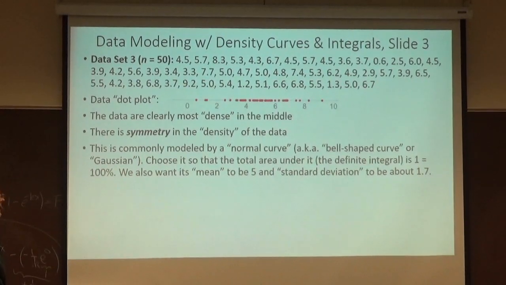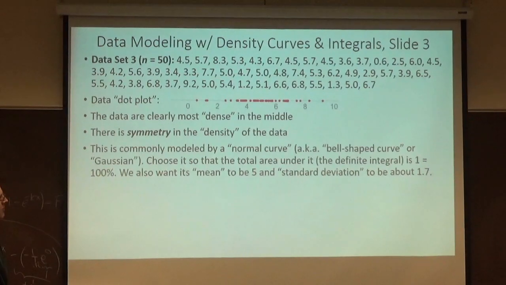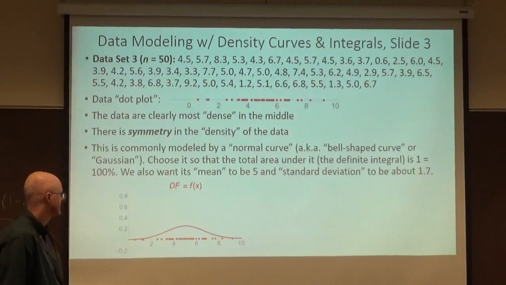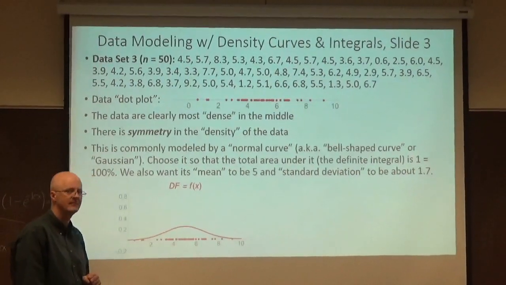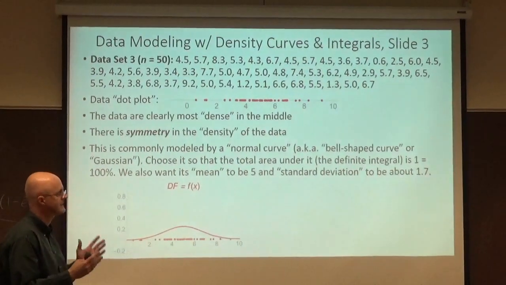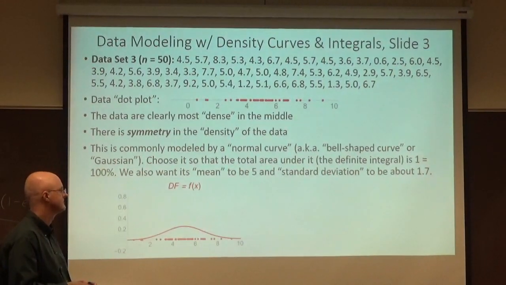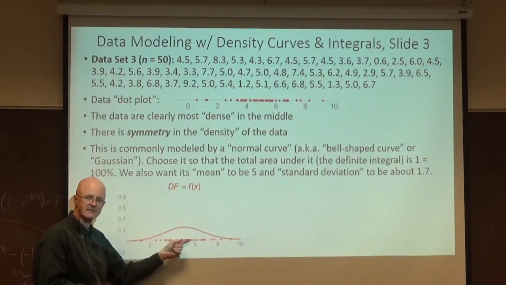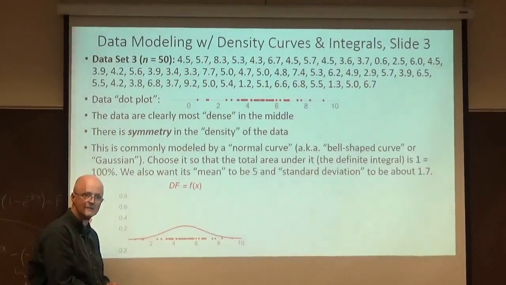I also decided I wanted its mean, its average, to be 5, and its standard deviation to be about 1.7. Don't worry about what standard deviation means. And I chose this density function, centered at 5, with a certain amount of spread to it that gives the standard deviation of 1.7, but don't worry about what that means. It is highest when the data is most dense, and lowest when the data is less dense.